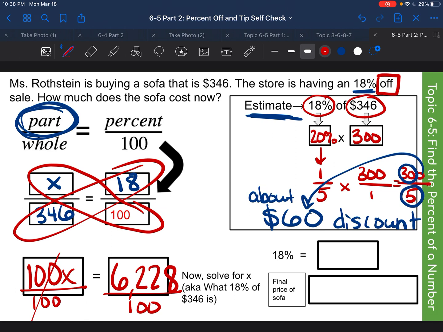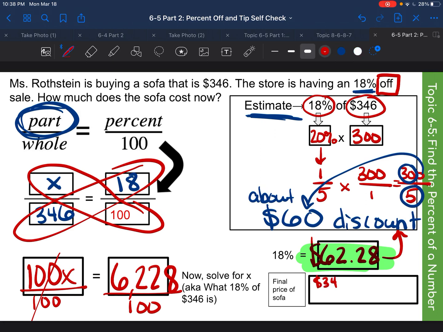So we just found that 18% of 346 is $62.28. Now, I would look at our discount and say, that seems very, very close. So what we need to do with that, though, this right here is our discount. So what that tells us is that we need to subtract that number from 346.